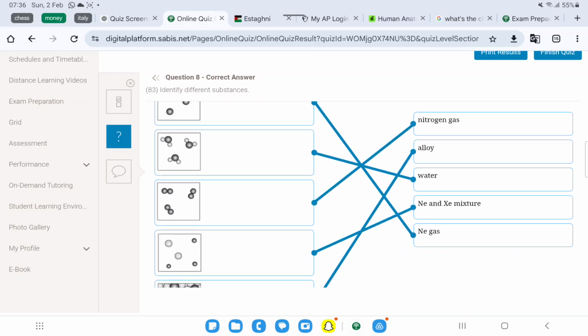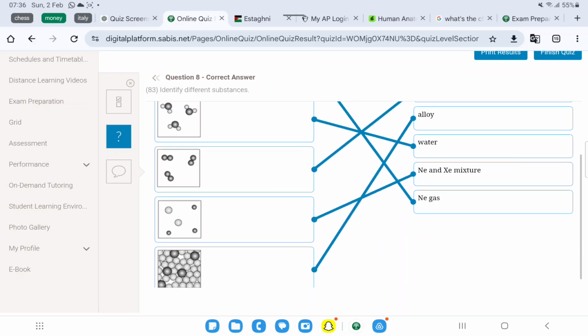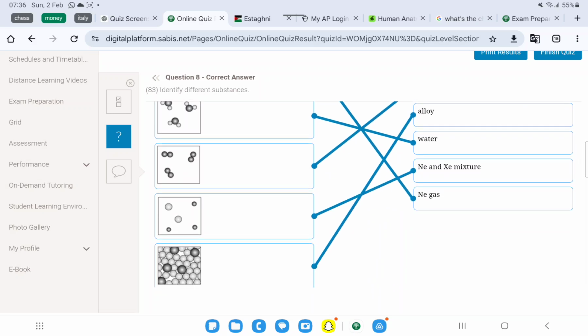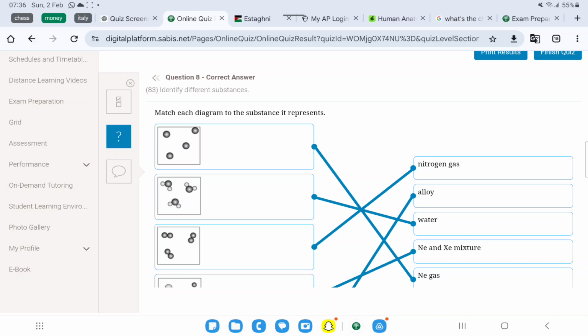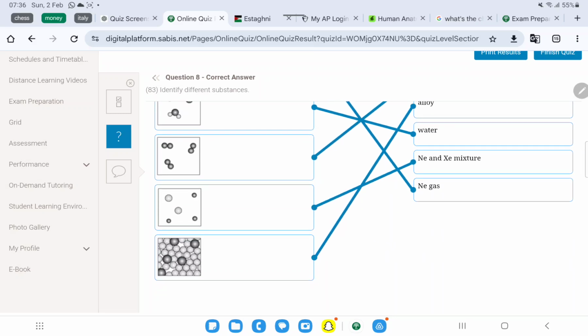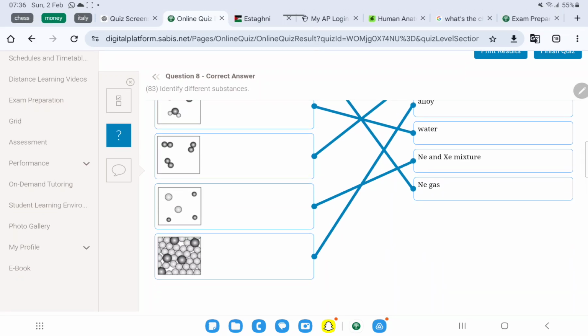So Ne gas, or neon, if you look in the periodic table, you'll find it in group 8. So it is a noble gas, it doesn't bond to anything, not even itself, so you'll find it as atoms in the air. Just like this picture, just single atoms in the air. While the Ne and Xe mixture, they're both noble gases, but they don't mix together or form compounds. But again, you'll just find each atom separated alone, not bonding to anything.